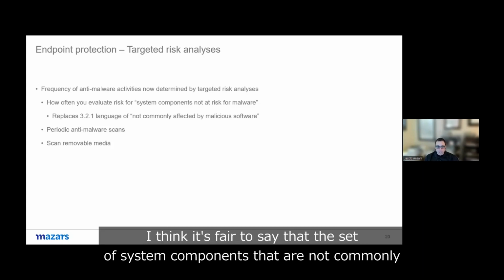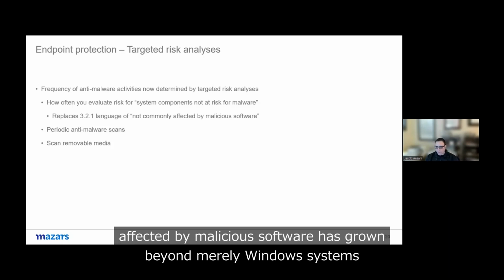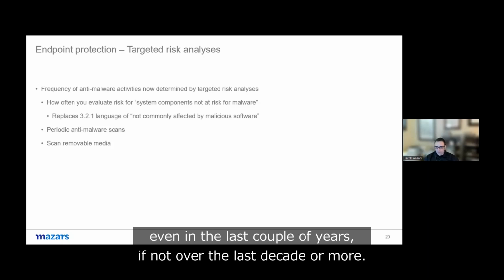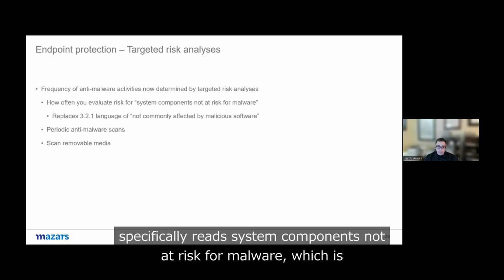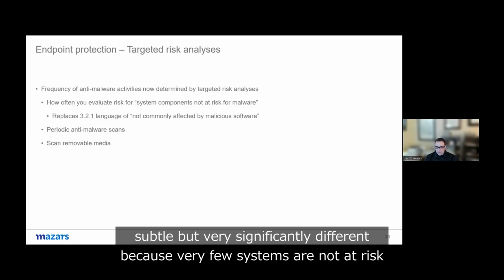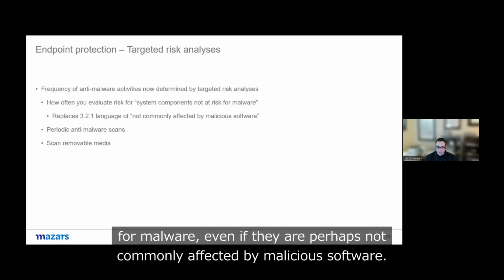I think it's fair to say that the set of system components that are not commonly affected by malicious software has grown beyond merely Windows systems, even in the last couple of years, if not over the last decade or more. But now the language has changed, and it specifically reads "system components not at risk for malware," which is subtle, but very significantly different, because very few systems are not at risk for malware, even if they are perhaps not commonly affected by malicious software.